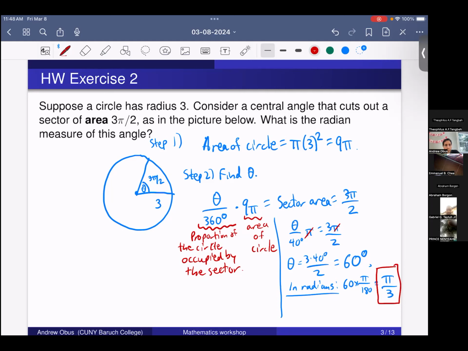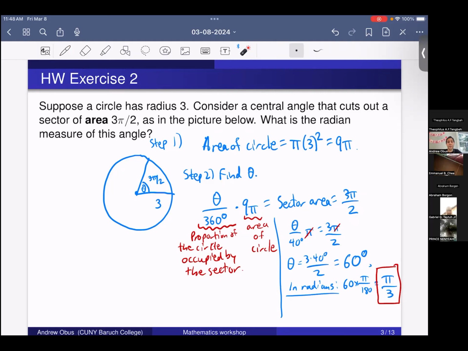All right, so this is the answer. It's pi over 3, but we have to do a couple of steps in order to find the answer, right? First, we have to find what proportion of the circle area is occupied by the sector, and then once you have that, you can set up an equation that equates the sector area with the correct proportion of the full area of the circle. And when you do this and you solve for the angle, you get 60 degrees.